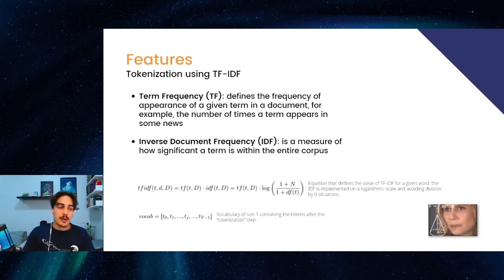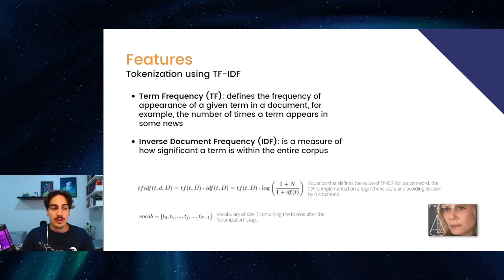Okay, so we have the features now. All right, so the features, like we mentioned before, in this case are the words that compose such news. And I decided to use the tokenization using TF-IDF. I'm going to explain what it is. So TF stands for term frequency, and it defines the frequency of appearance of a given term in a document. So if I take a word, for example, apple, I'm going to count how many times the word apple appears in a piece of text or a piece of news. Okay, so I gather this frequency and save it in a variable.